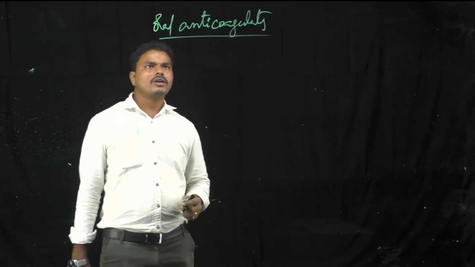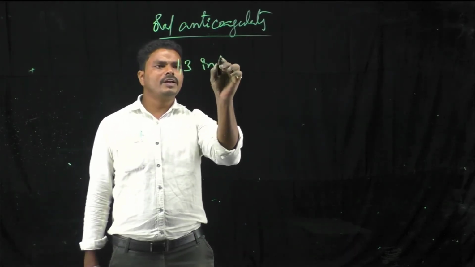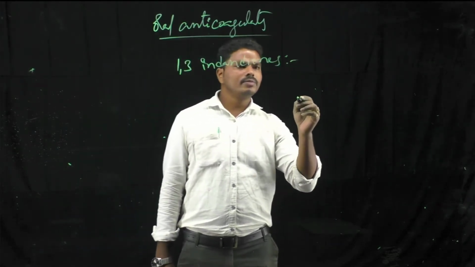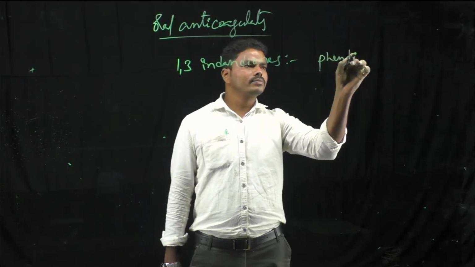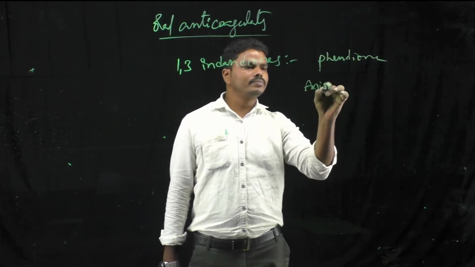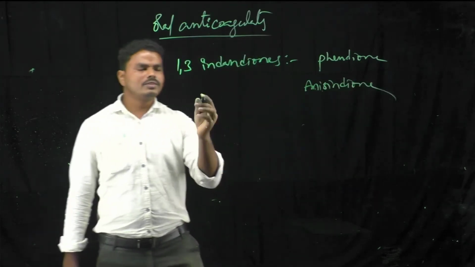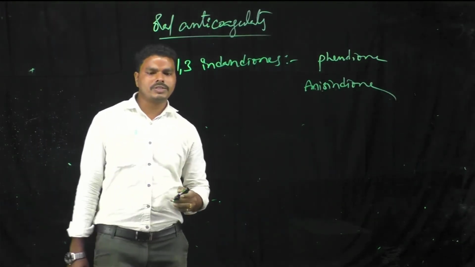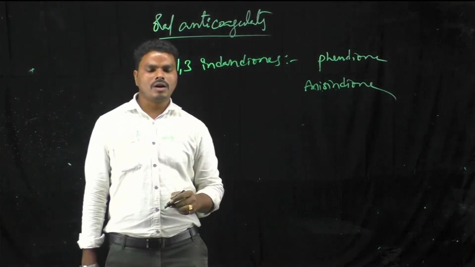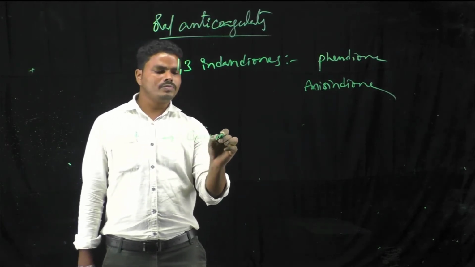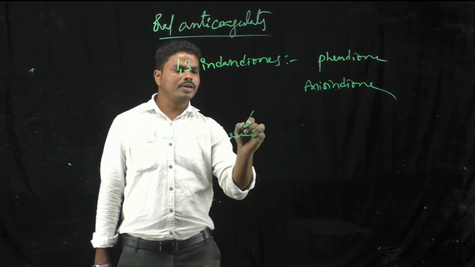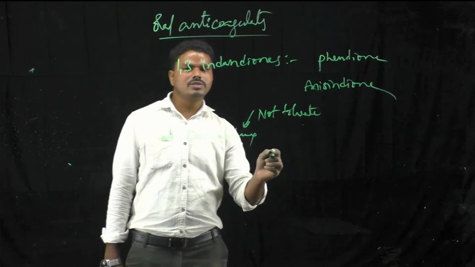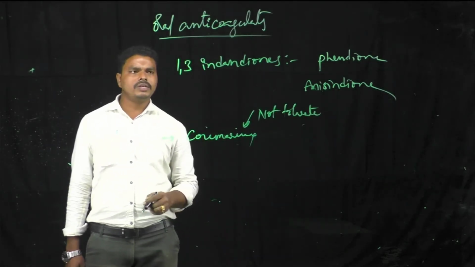So the next type of oral anticoagulants are 1,3 indandiones. Examples are phenindione and anisindione. These 1,3 indandione derivatives are generally used in situations where the patients do not tolerate the coumarin derivatives. So when the patients do not tolerate coumarin derivatives, in those situations we will use the 1,3 indandione derivatives.